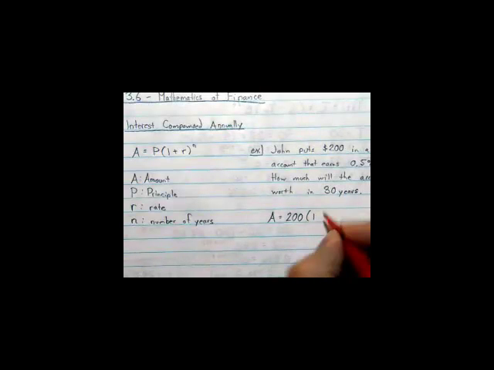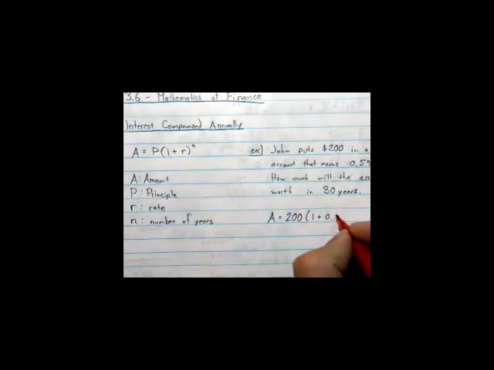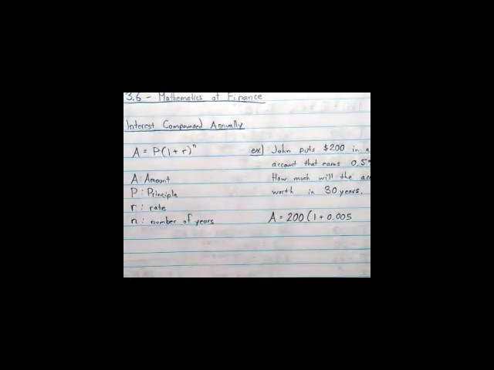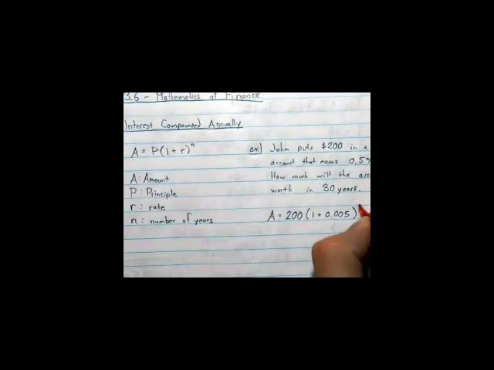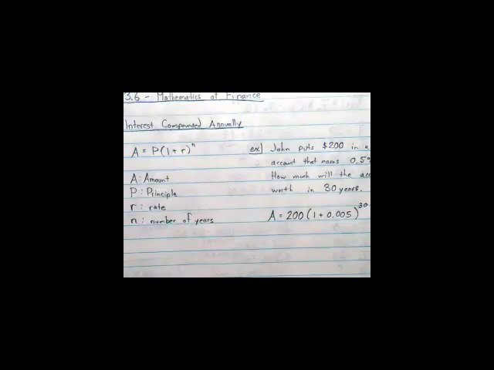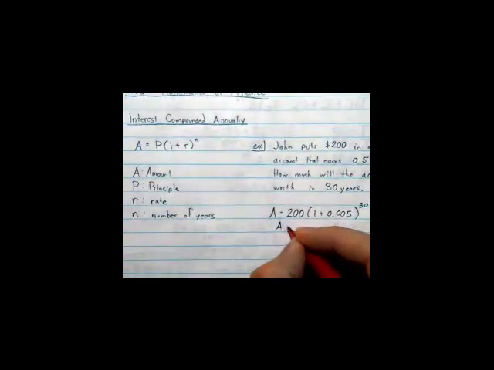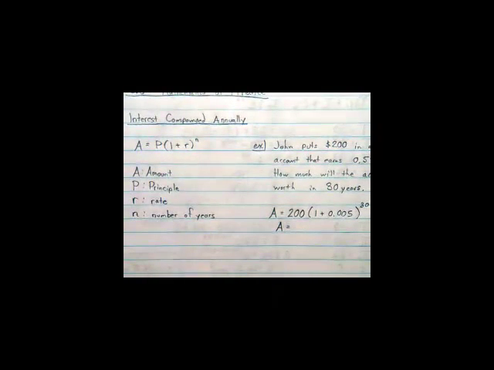The rate is 0.5%. So as a decimal, 0.005. 50% would be 0.5, 5% would be 0.05, so 0.5% is 0.005. And then the number of years I'm holding it in there, 30 years. So how much money do I have? Figure it out.